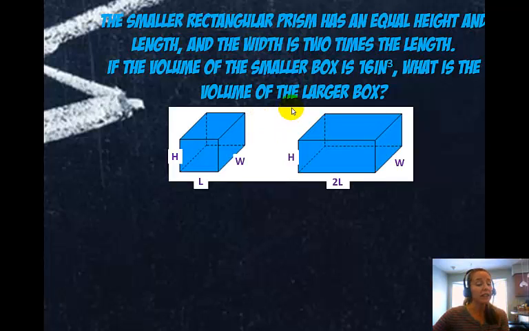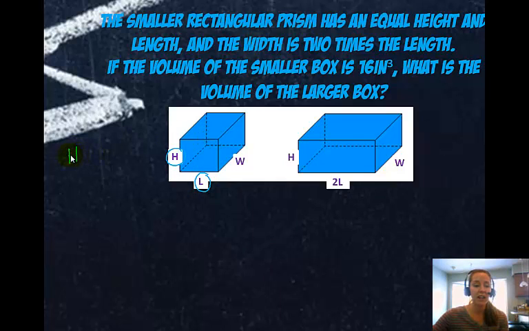And we have to carefully look at how they do these sorts of problems. They're gonna keep you on your toes because they want you to pay attention to all the little details, okay? This one says the smaller rectangular prism has an equal height and length. Okay, so height and length are the same number. We don't know what that number is, but it helps to know that they're equal.